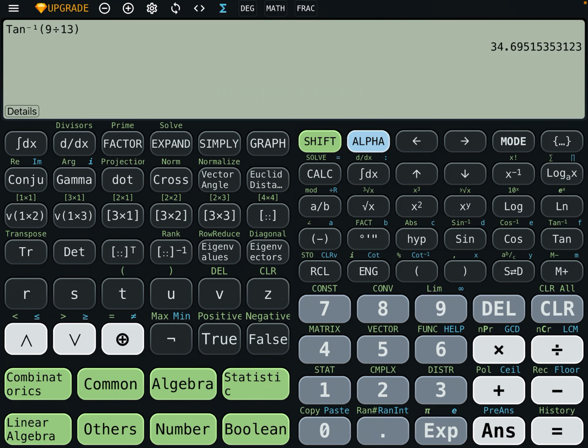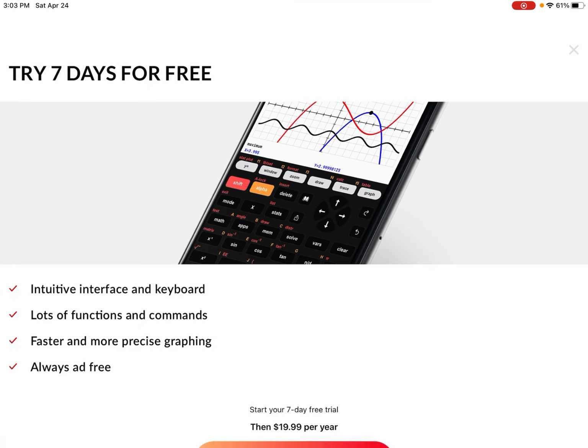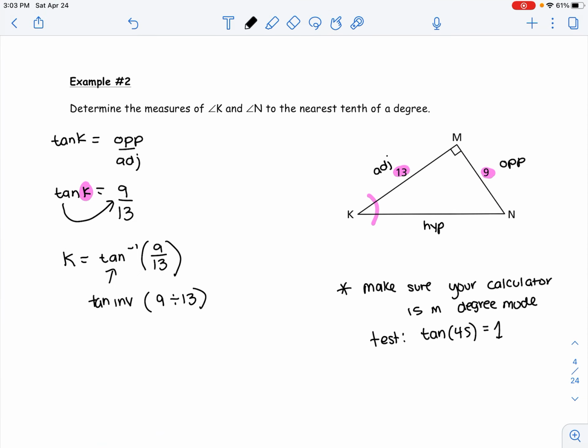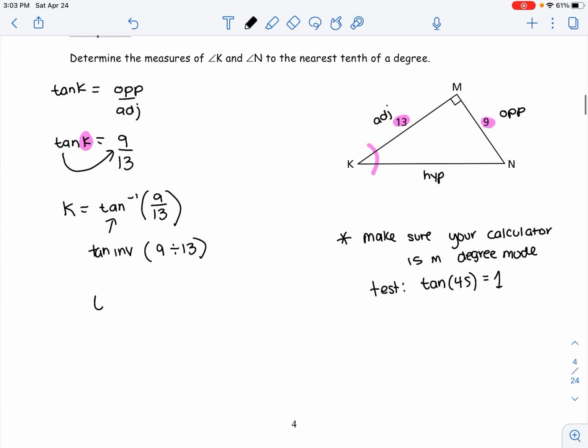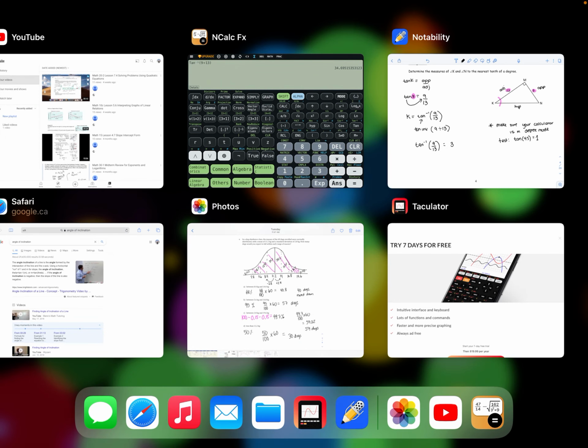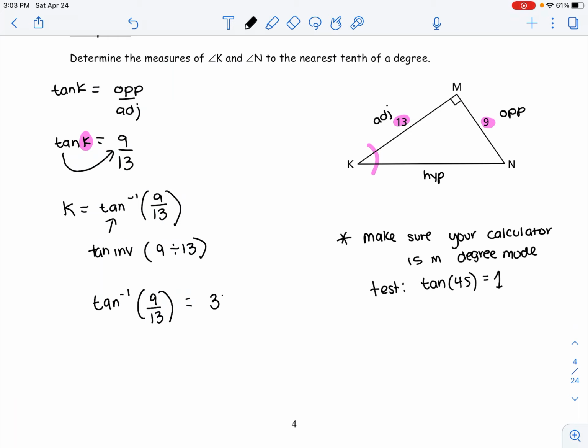And it should be this. So this is how you know that you're getting the right answer. You're getting 34.7 degrees if you round to the nearest tenth. So 34.7 is what I'm going to write down. Okay, so tan inverse of 9 divided by 13 was equal to, let me write that down, it was 34.7. Okay, so everybody should be finding that.